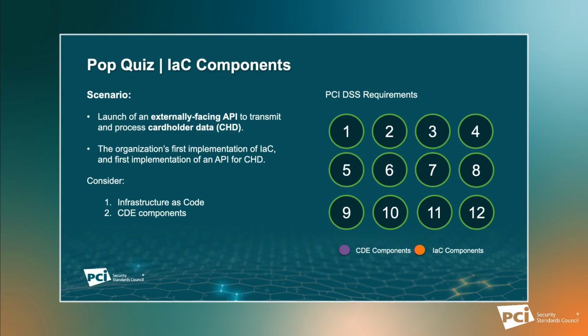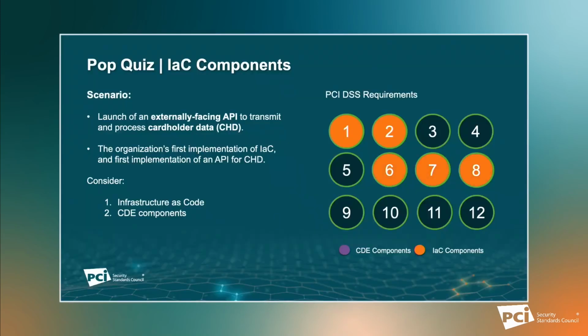Yeah, so we're going to talk about two distinct things. First, we're going to talk about the infrastructure as code systems themselves, and then we'll talk about the actual CDE that's generated through infrastructure as code. So the infrastructure as code components are going to bring in things like policy and process changes, which are requirement one, as infrastructure as code introduces new networking infrastructure. The new infrastructure as code components are also in scope for requirement two. Implementing infrastructure as code is a significant change, so requirement 6 is applicable.